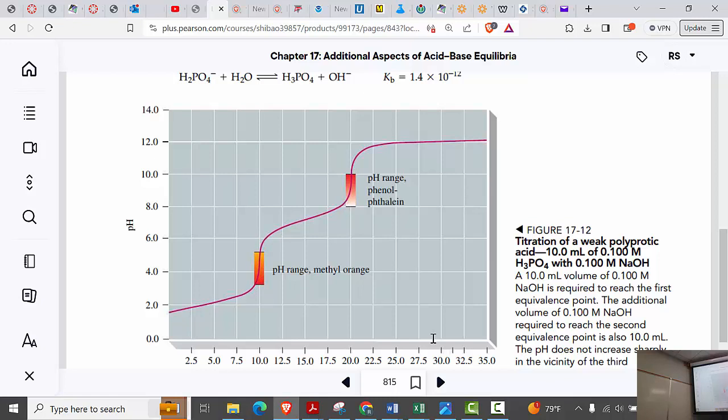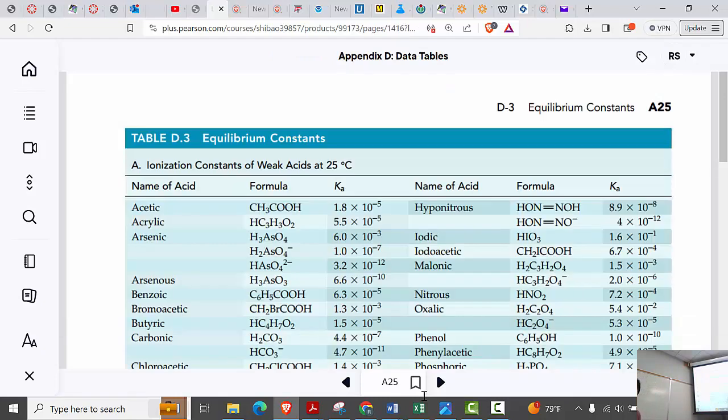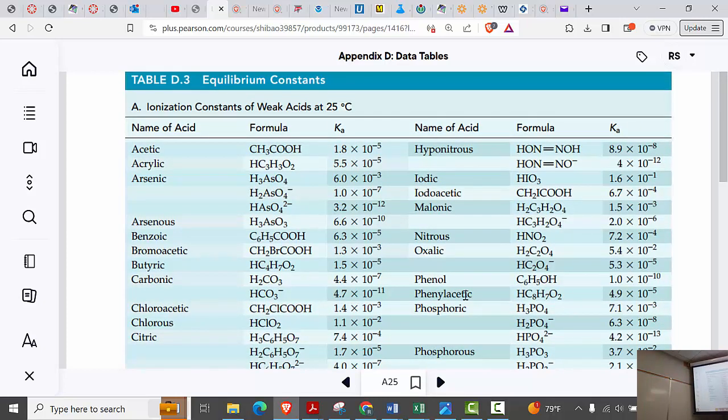So I don't want to deal with this because this is a triprotic acid, but it looks like a diprotic acid, doesn't it? So let's pick a diprotic acid. Preferably nothing too toxic. Oxalic is a good one.